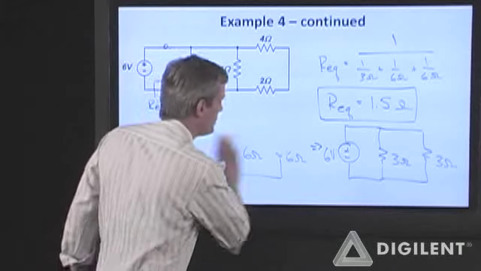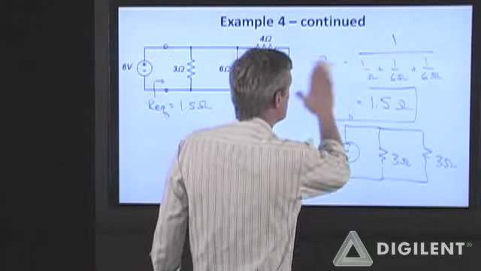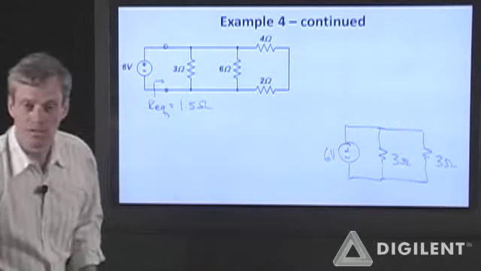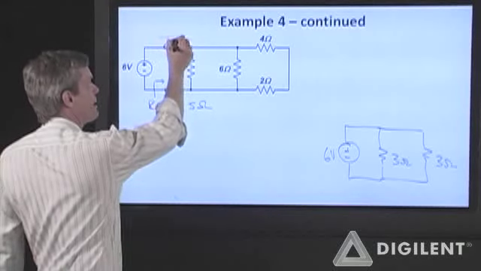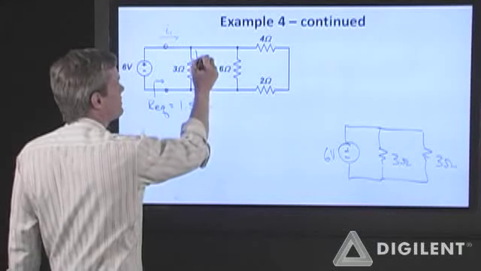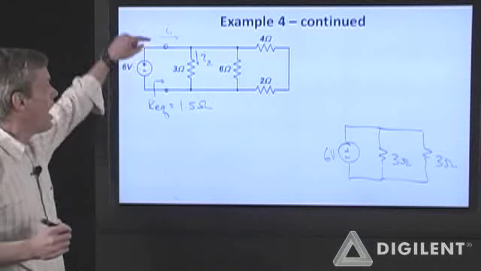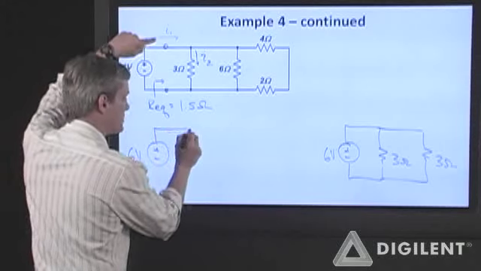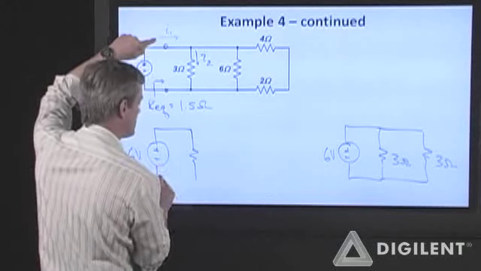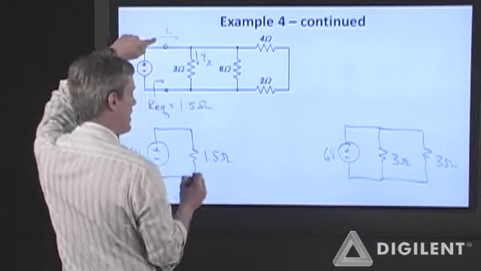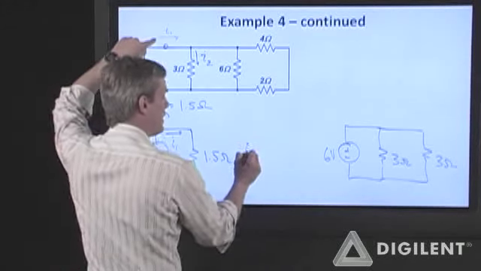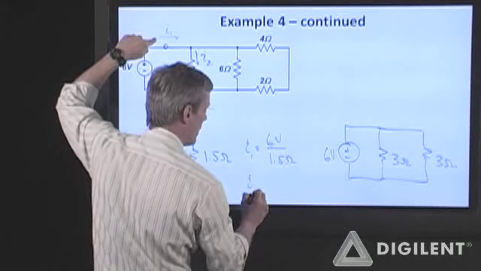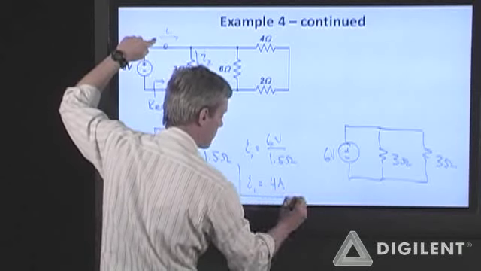I next need to determine the current out of the source. I'm going to leave this little section here because I'll want it later. The current out of the source, I1, and the current through this 3 ohm resistor, I2. I1 is simple. I can take this circuit, plus minus 6 volts, combining these two. I already said my equivalent resistance was 1.5 ohms, so I1 is simply by Ohm's law 6 volts over 1.5 ohms, or I1 is equal to 4 amps.